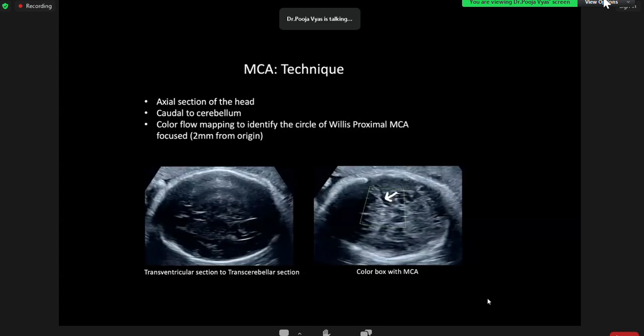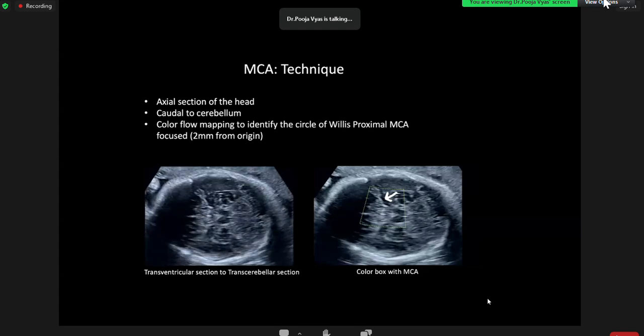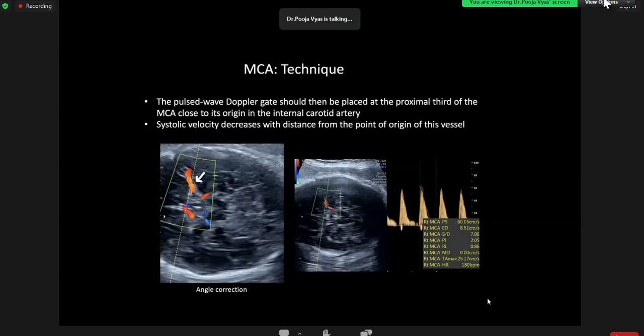So we take an axial section of the head, and we are going to switch on color to see the circle of Willis, and the proximal MCA is generally taken. We are going to switch on the pulse wave Doppler and then try and sample the proximal third of the MCA close to its origin from the internal carotid artery. And we have to always try and make sure that the angle is less than 20 degrees while taking the peak systolic velocity of MCA.